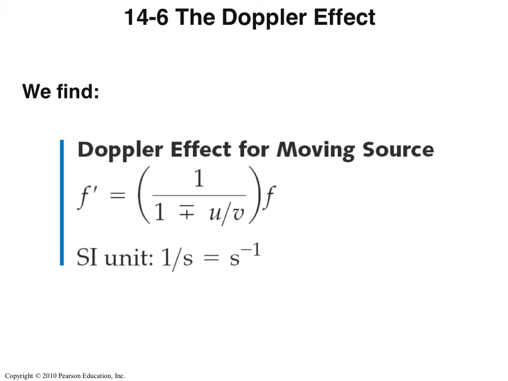This looks very similar to our previous equation, however, it's a little bit different. F prime, and remember, F prime is always what the observer hears, is 1 over 1 plus or minus, depending on if it's moving towards or away, U over V, times F. Remember, in this situation, U is a little bit different. U is the speed of the source. By speed of source, we're talking about a bicycle or a car, whatever is actually producing that sound.